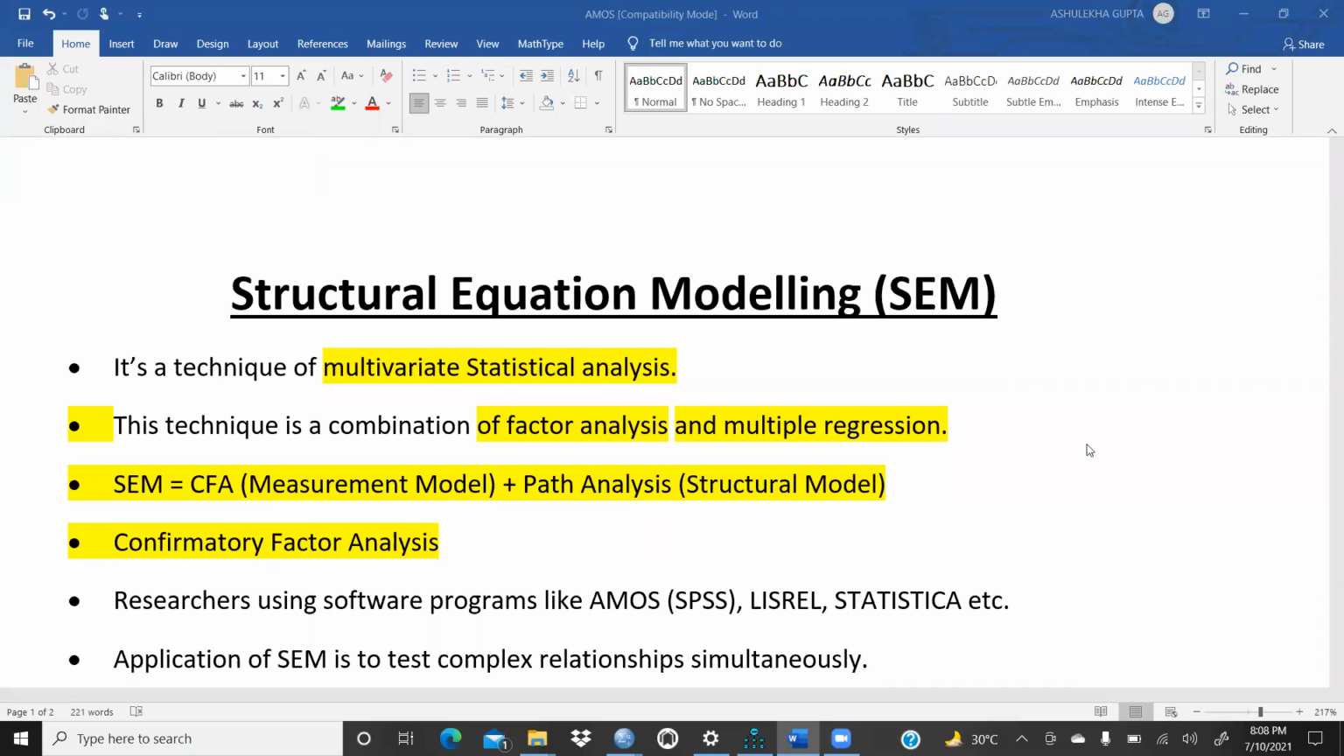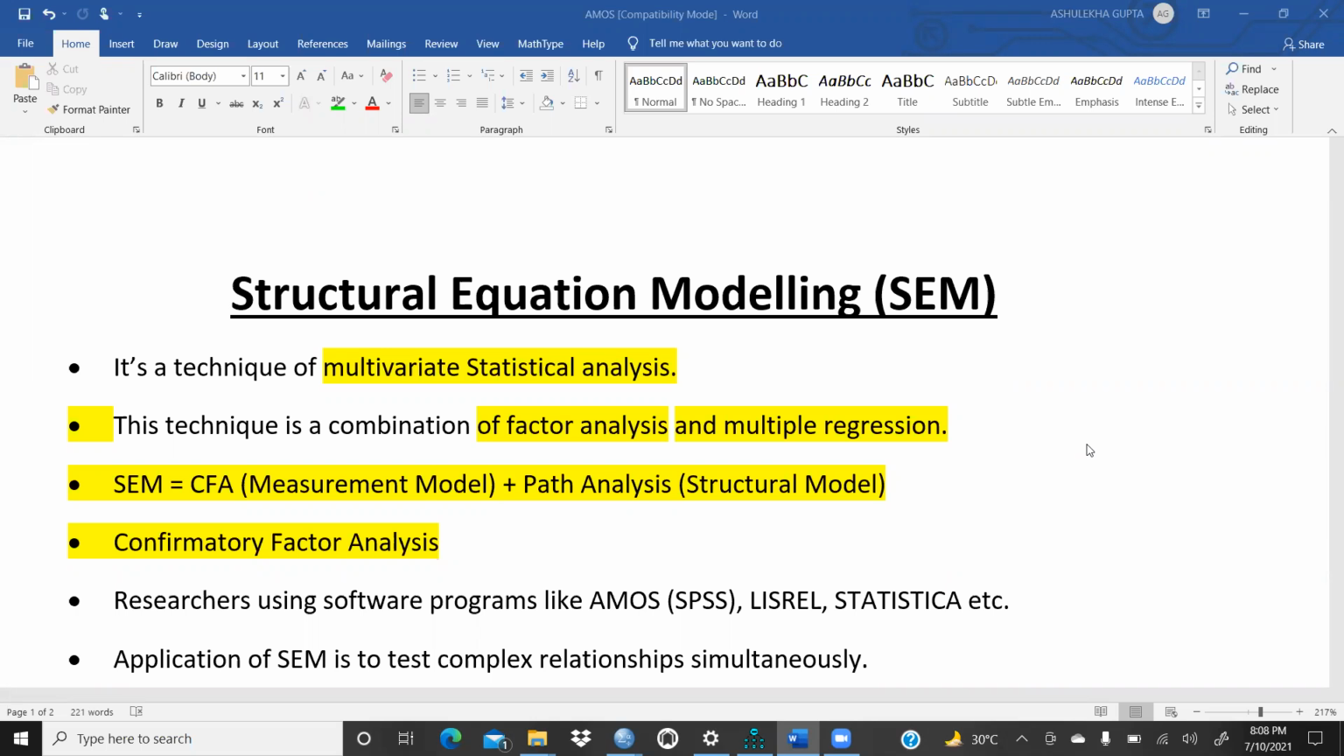Hi everyone, let's discuss a new technique, structural equation modeling. That's the most popular technique nowadays. Researchers, PhD students, and research scholars who are writing research papers in very good journals, accepted by these journals, are using structural equation modeling.